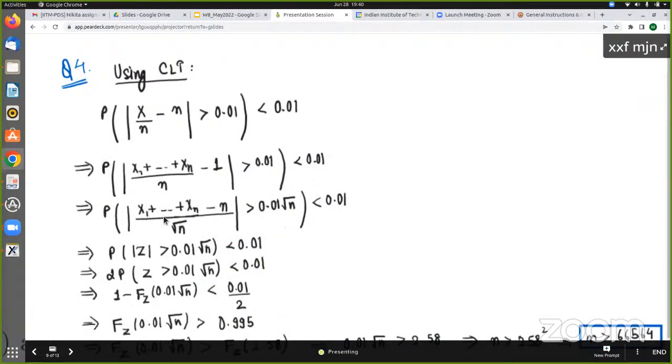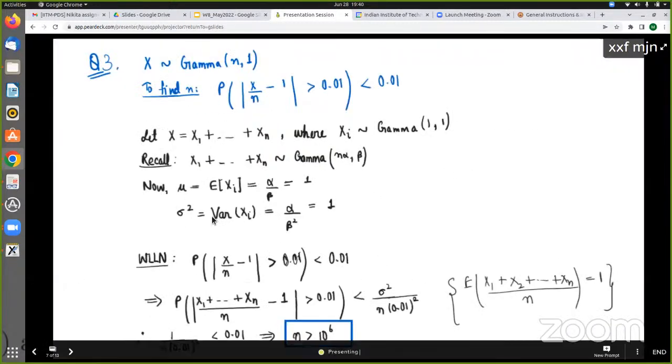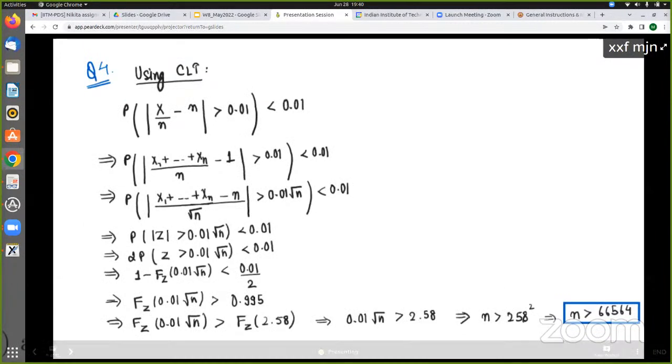Probability that mod of x1 plus x2 to xn minus n divided by root n is greater than 0.01 into root n, less than 0.01. Now what is this? Because this is y minus n mu upon sigma root n, is it not like that? Here mu is 1. And sigma is what? 1, right, if you recall. So sigma square is 1, right? Maybe I'll try to write it.